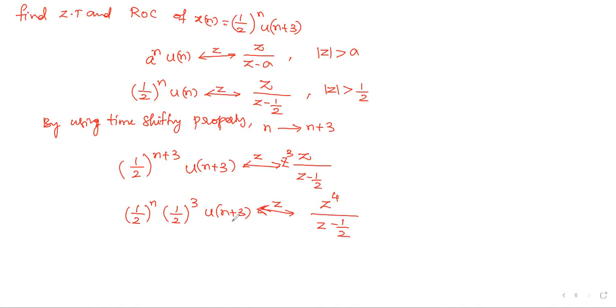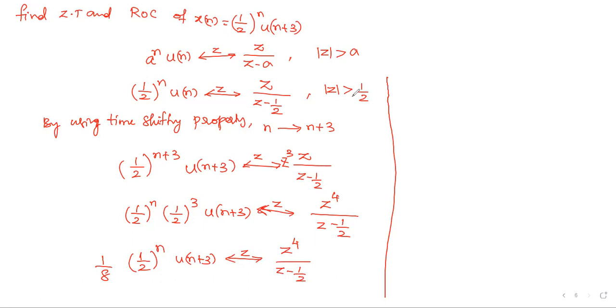Mod z is greater than 1 by 2, that is the ROC. So now (1 by 2) whole power n into 1 by 8, I will write here 1 by 8 u of n plus 3. What is the Z transform? Z transform is z power 4 by z minus 1 by 2. This 1 by 8, if you send that side, it will become 8.